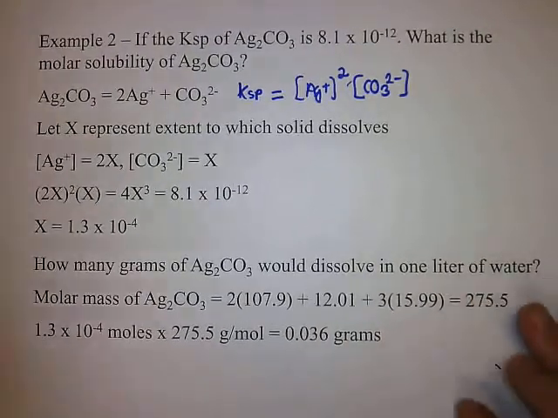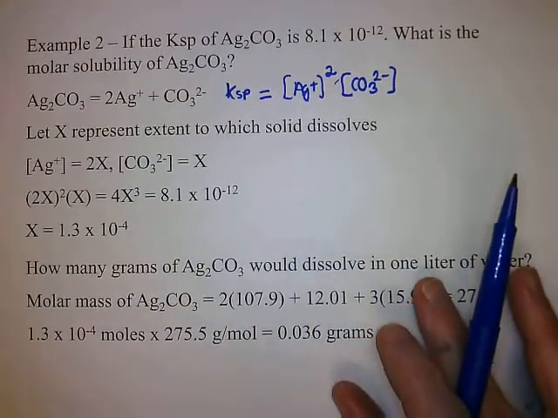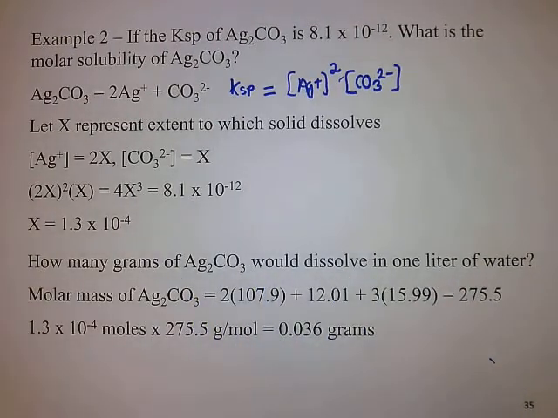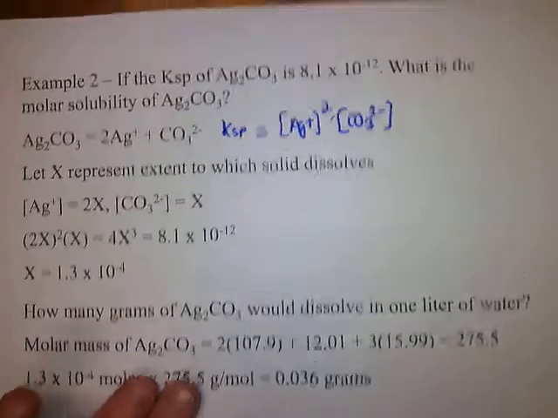Okay. So how many grams of silver carbonate would dissolve in 1 liter of water? So we figure out the mass of silver carbonate: the mass of 2 silver atoms plus the mass of a carbon atom plus the mass of 3 oxygen atoms comes out to be 275.7. That's pretty heavy. You multiply by the 1.3 times 10 to the minus 4th, and this comes out to be 0.036 grams.